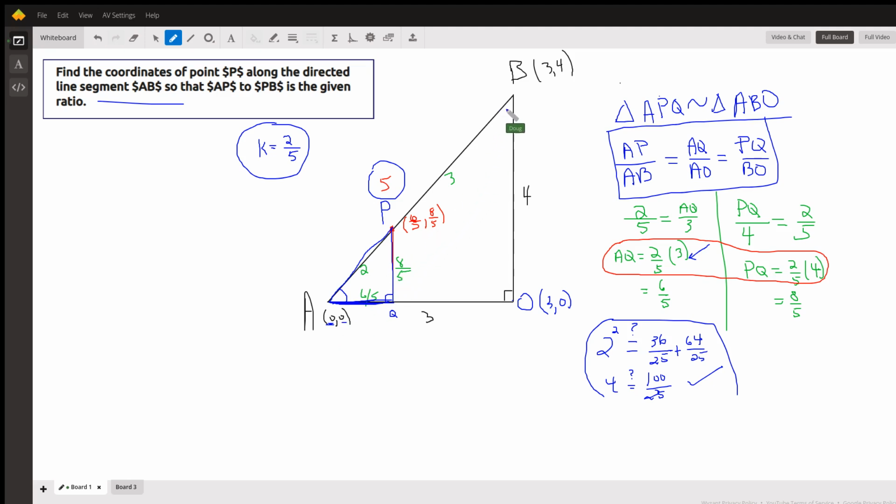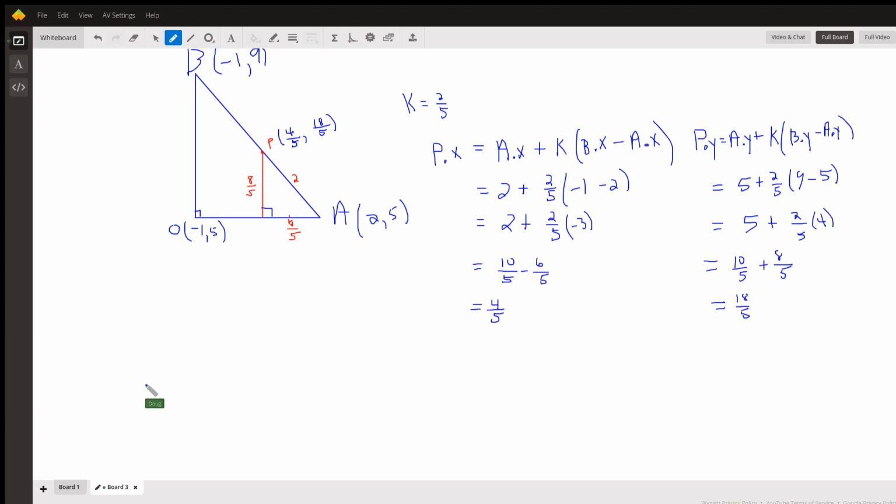But what about if B is to the left of A, like in this diagram? And what if A is not at 0, 0? Well, the technique is the same. Here's still the same value of K.